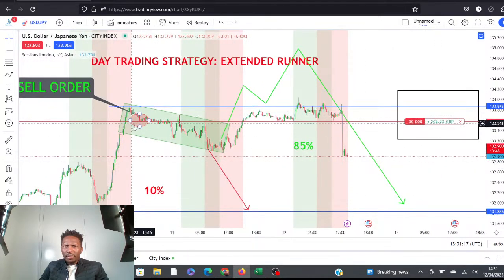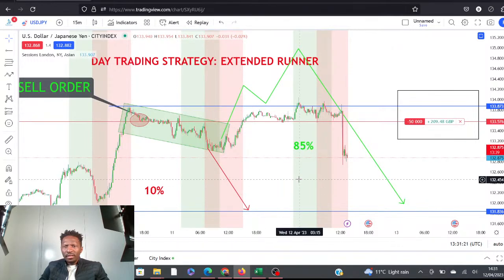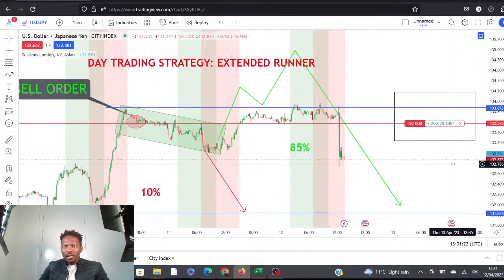Like I said, this is where we entered the position. This is where we entered the short position here, and yeah, currently a profit of just over £200.